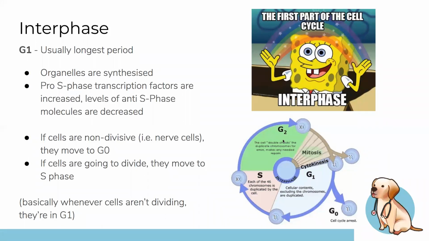Then you increase the level of transcription factors to enable S phase to continue and get rid of stuff that's prohibiting S phase. That's basically it. If cells are non-divisive, like you can see in the corner there's G0, that's for cells that just don't divide. Like nerve cells, once they're created, they don't divide. So they go into G0 stage, which is just a constant state.